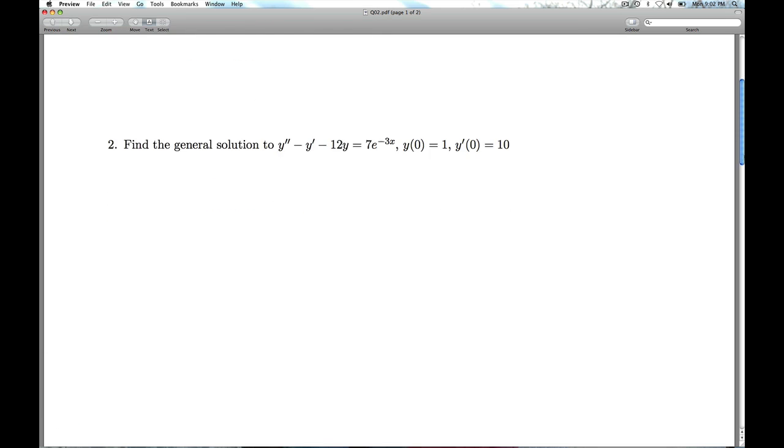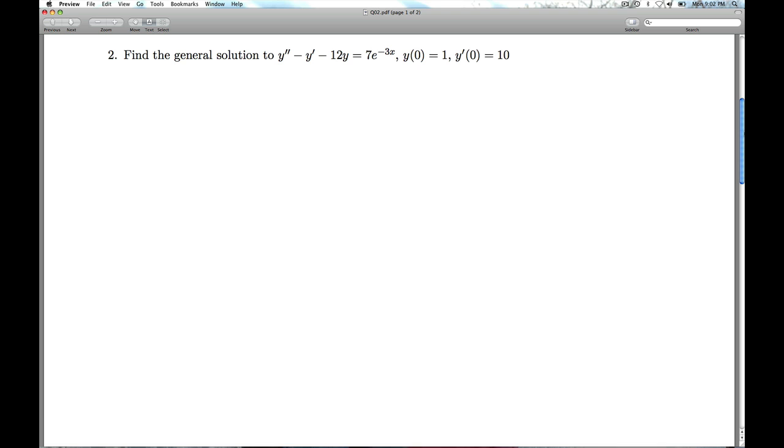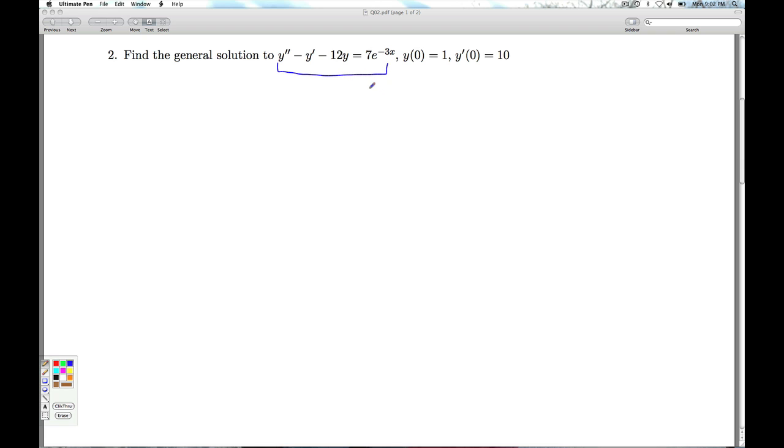Number 2, we're given an initial value problem. The first thing we have to do is find the general solution to this non-homogeneous ODE, and then we'll need to enforce the initial conditions. But remember, we only enforce the initial conditions after we've found the general solution. The first step in finding the general solution to the non-homogeneous DiffyQ is we look for the solution to the associated homogeneous DiffyQ. In other words, we take this and set it equal to 0.